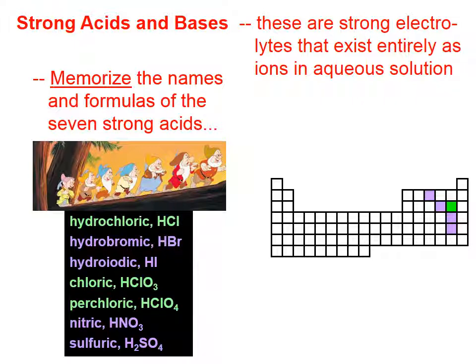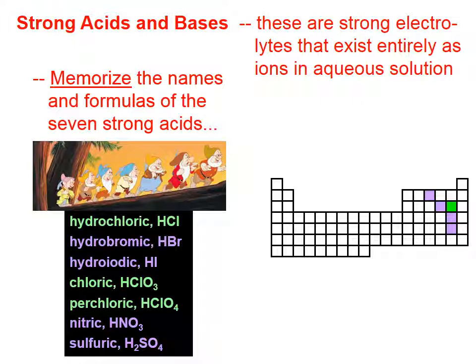And those 7 strong acids are hydrochloric, HCl, hydrobromic, HBr, hydroiodic, HI, chloric, HClO3, perchloric, HClO4, nitric, HNO3, and sulfuric, H2SO4.